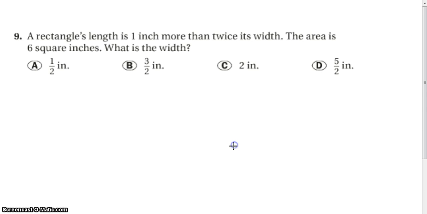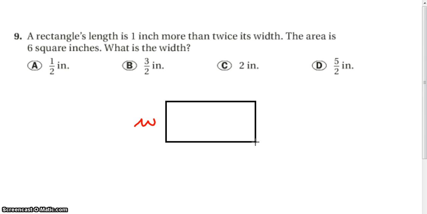So if we have a rectangle, there we go, here's a rectangle. And so we need to plot these dimensions down. The length is 1 inch more than twice the width. The width is, we don't know. The area is 6 square inches. What is the width? So we don't know the width. So how would we describe the width? W? Yep.